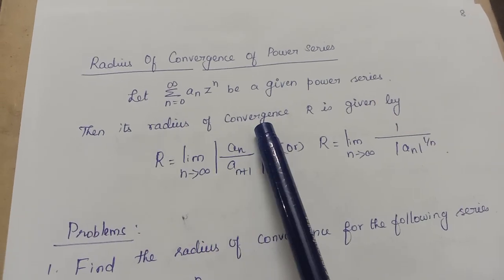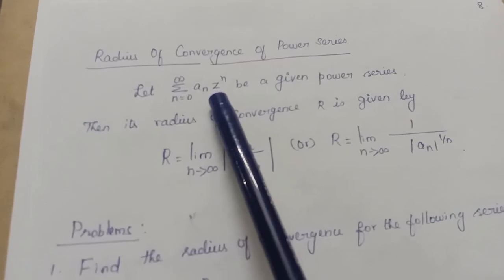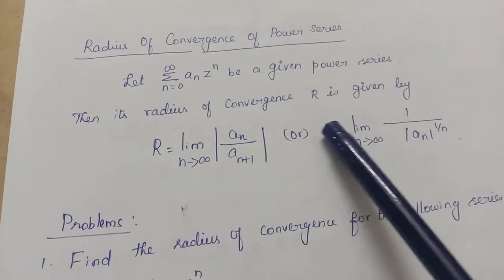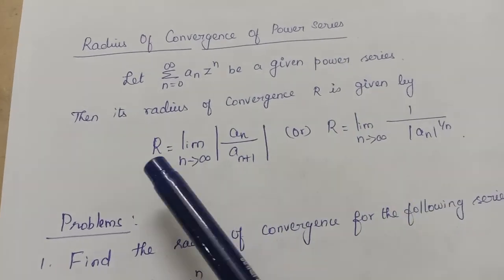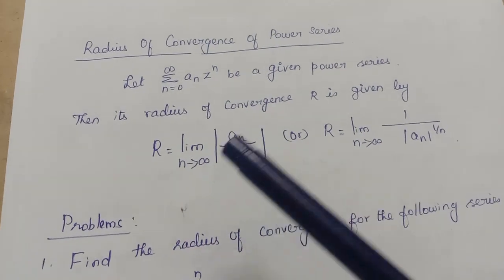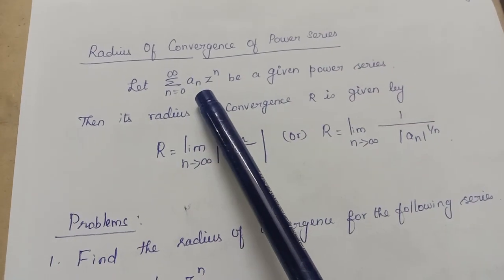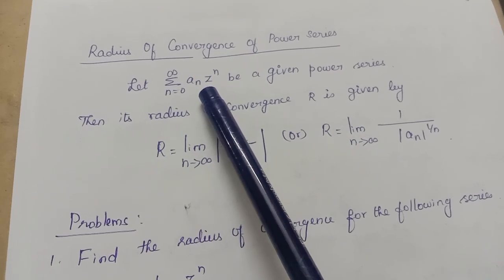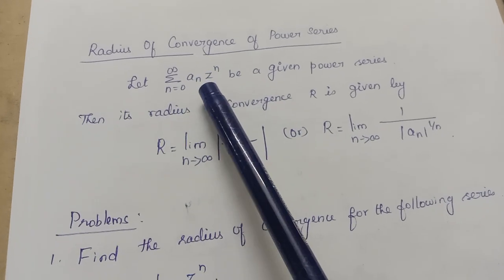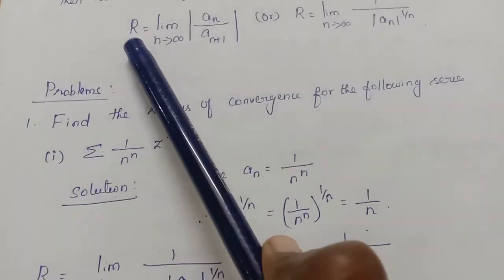What do we mean by radius of convergence? When you are given a power series, it will be an infinite series, isn't it? That series will converge within a circle only. The radius of that circle is called the radius of convergence, and that circle is called the circle of convergence. So what about outside the circle? Outside the circle, the series will become divergent. So any power series will be convergent only within a circle. That circle is called the circle of convergence, and its radius is called the radius of convergence.